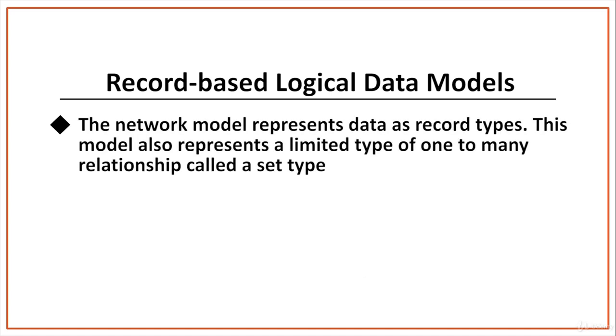The network model represents data as record types. This model also represents a limited type of one-to-many relationship called a set type.